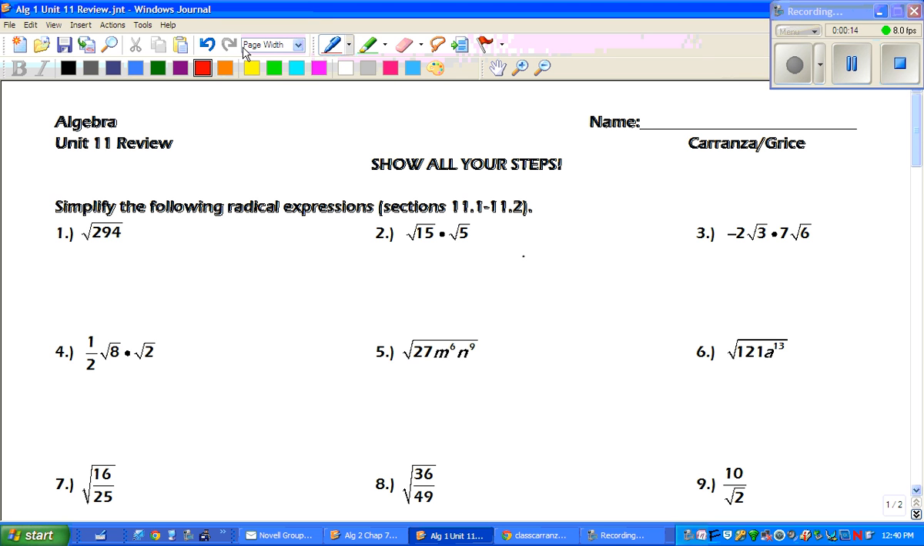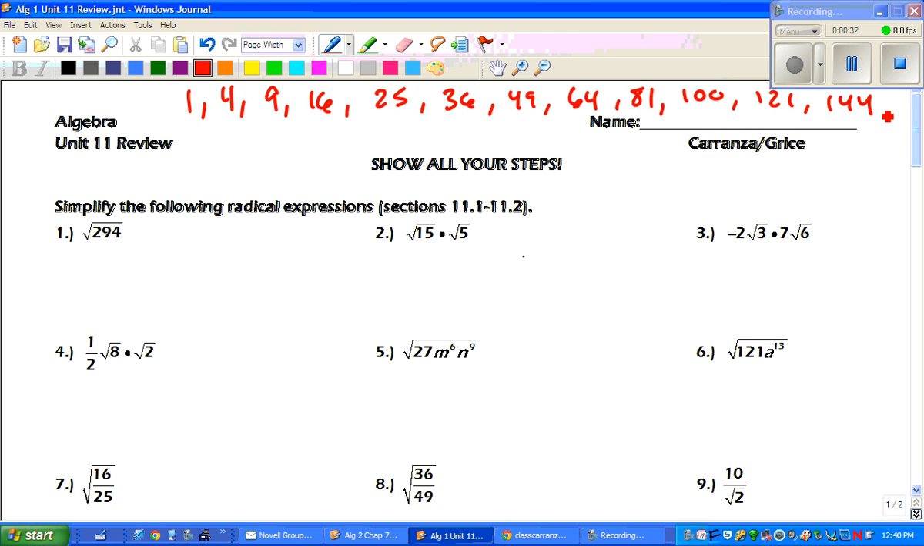At the top of every one of our sheets, we should always write the perfect squares: 36, 49, 64, 81, 100, 121, 144, dot, dot, dot, because that keeps on going and keeps on going. Okay? So, now that we've got that, let's start breaking these down.